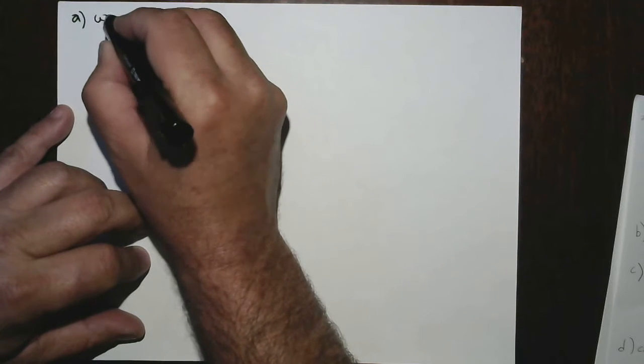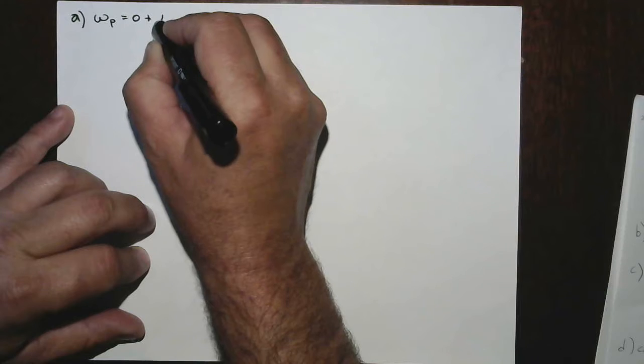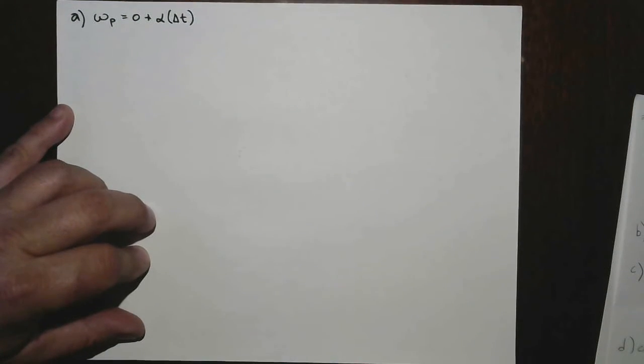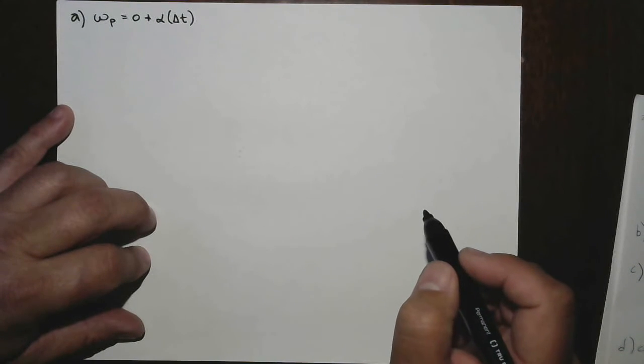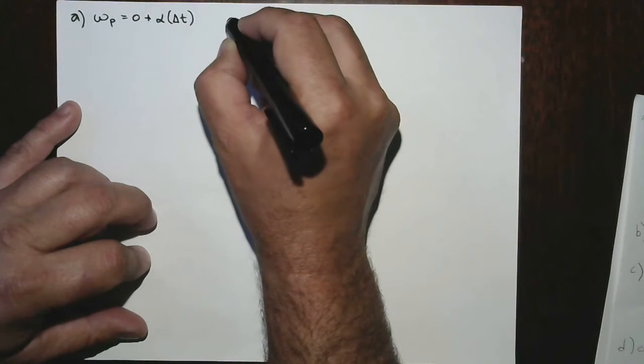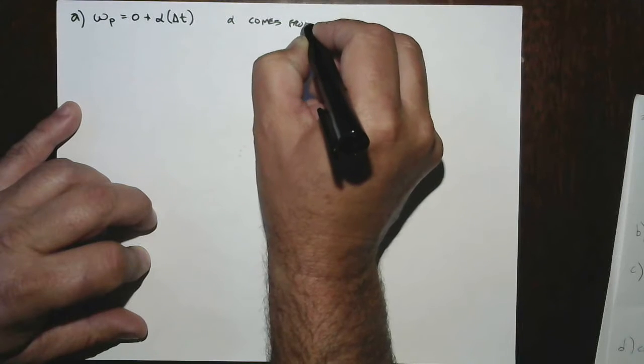Now, the angular speed at the end of this process is going to be the angular speed at the beginning of this process plus the angular acceleration times the time interval delta t. That's pretty clear. So all we really need to do is find out what alpha is going to be, and we should be in shape. So where do we get alpha? Well, alpha comes from torque.